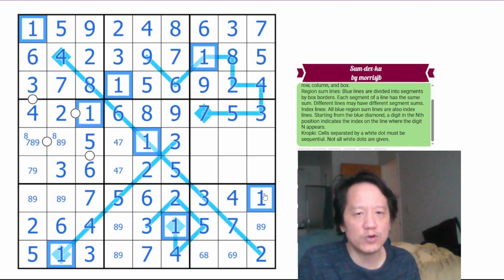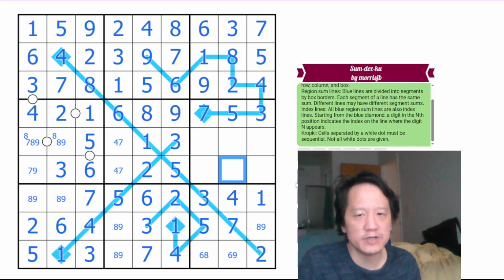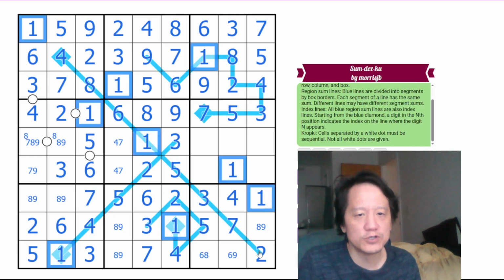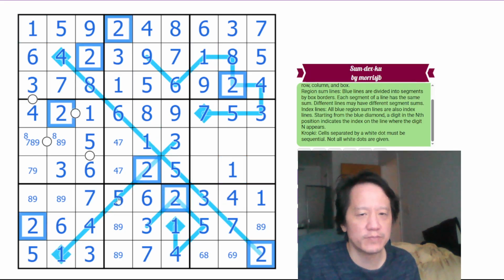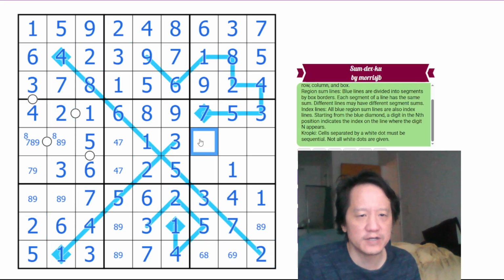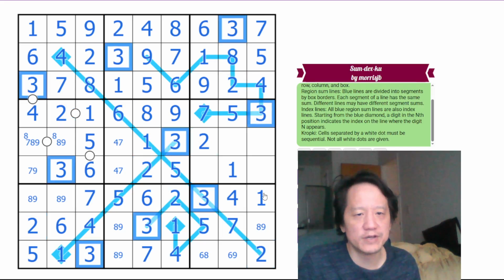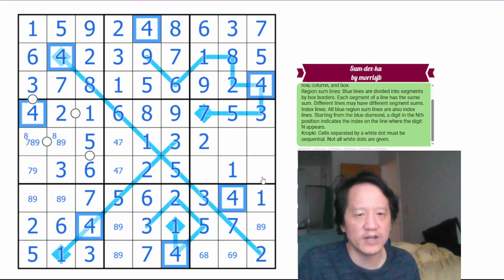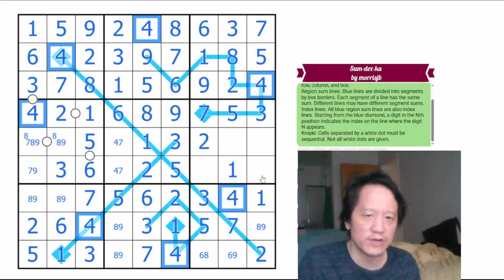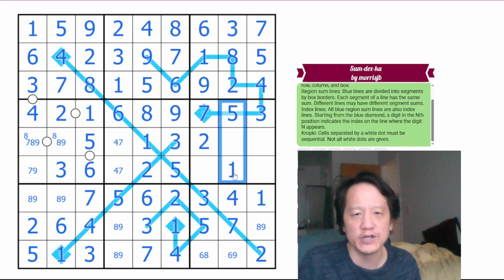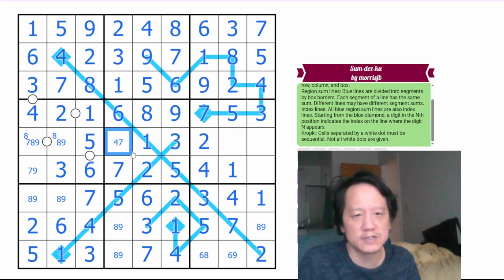We have 8 ones. We know where the last one has to be. It has to be here. We should have 8 twos also. Yep, we know where the last 2 has to be. It has to be here. 3s, we have all 9 3s. 4s, we have 7 4s, but 4 in this right central box cannot be here or here. So 4 must be here, which means this is 7, which makes that 4.